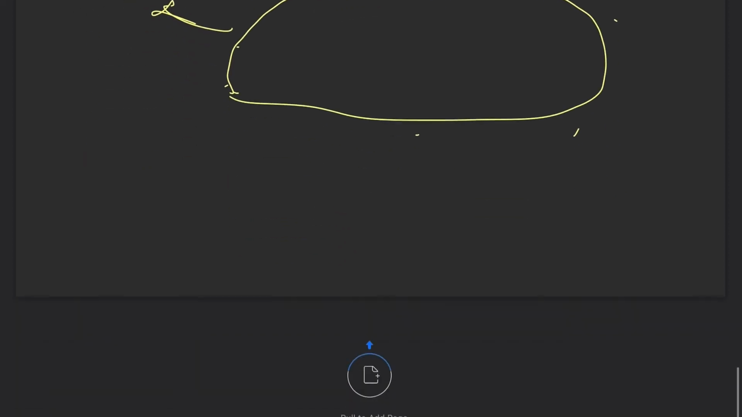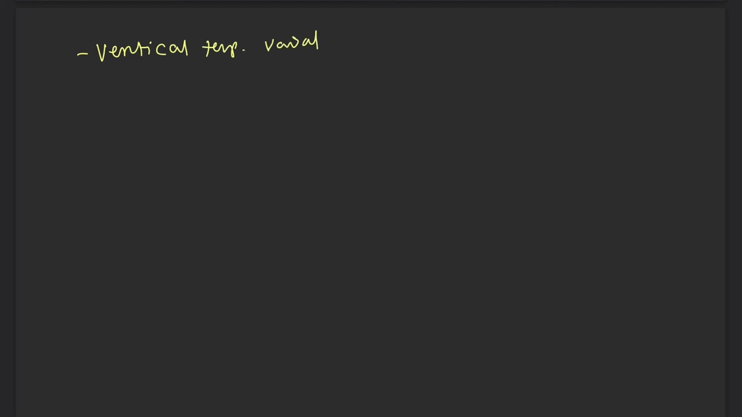Then vertical temperature variation. What does it mean? How temperature differs if we move upward, that is, with respect to altitude. Vertical temperature variation is with respect to altitude: how temperature varies if we go upward, if we increase the altitude.